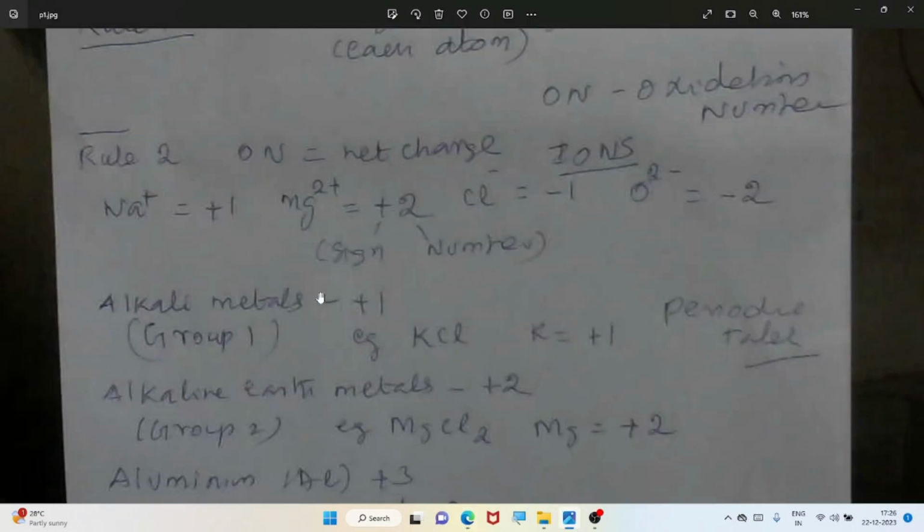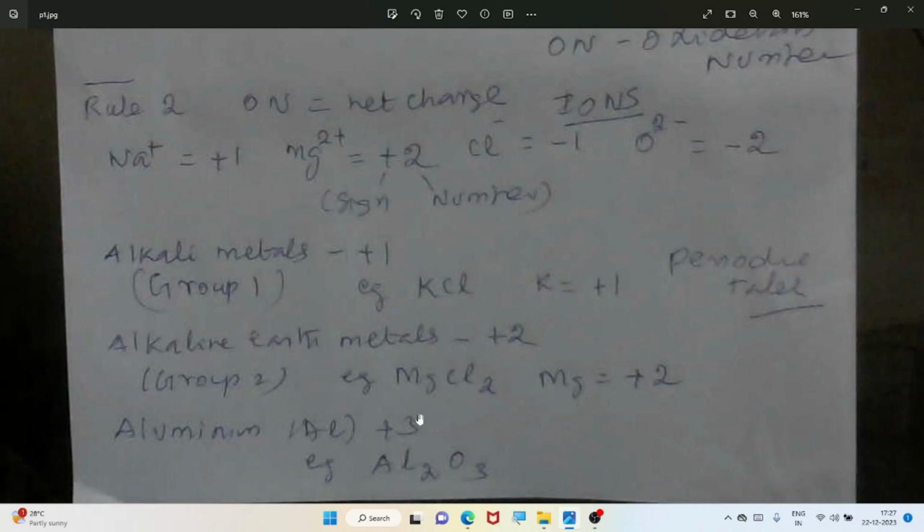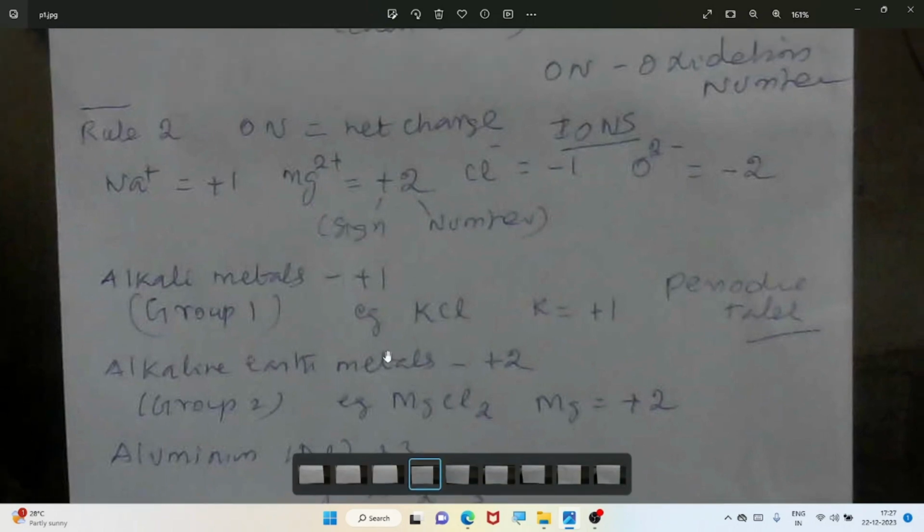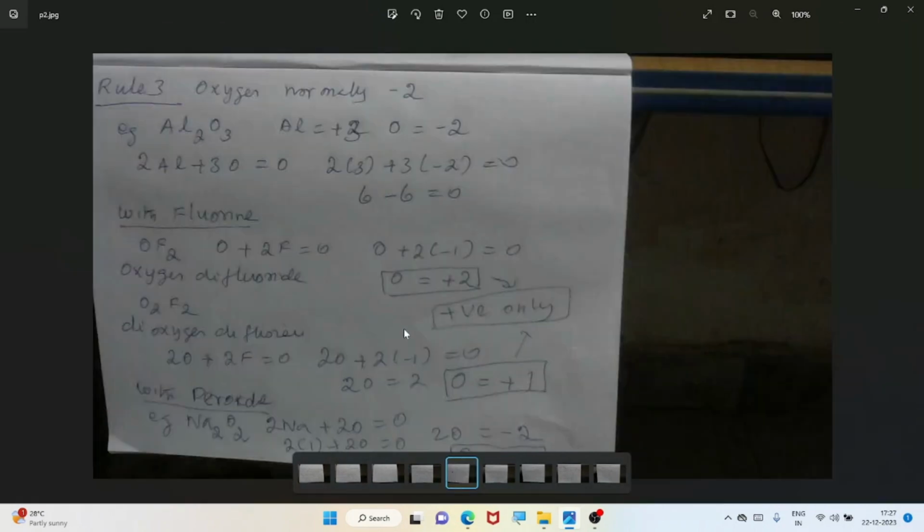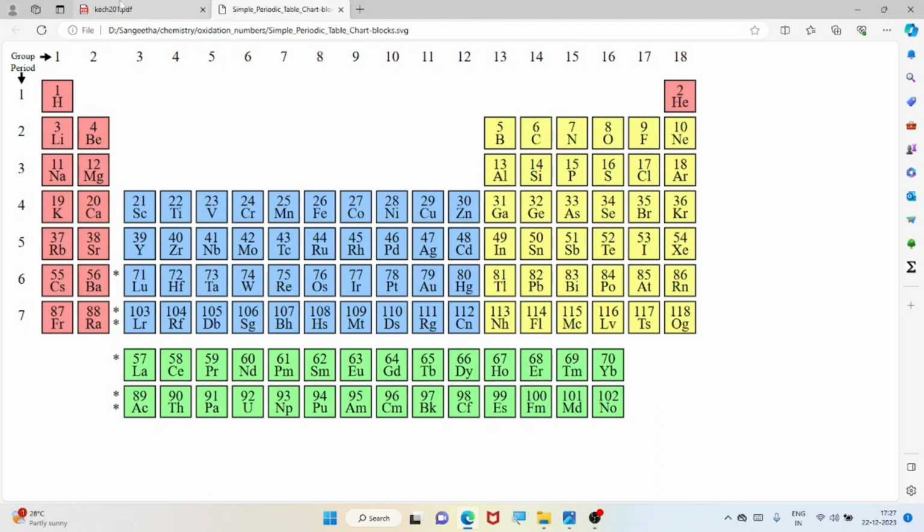Example, in KCl, K is +1, since it is an alkali metal. For alkaline earth metals, in MgCl2, Mg is +2. Aluminum is +3, in Al2O3 it is +3. So that is rule number 2.